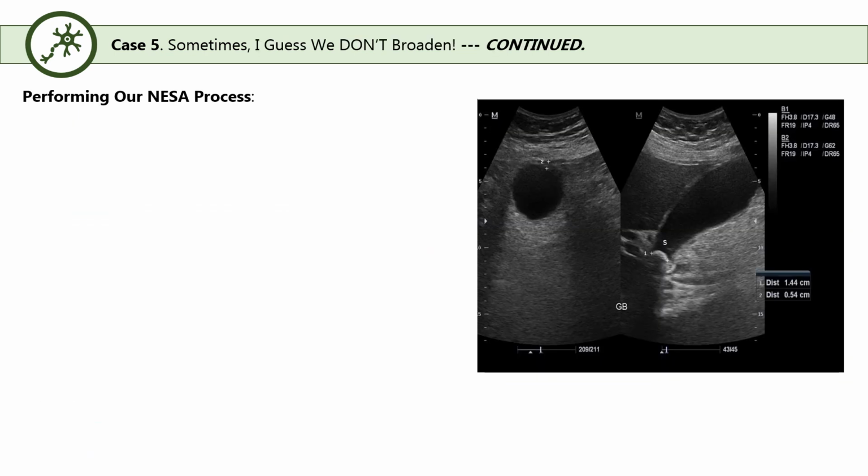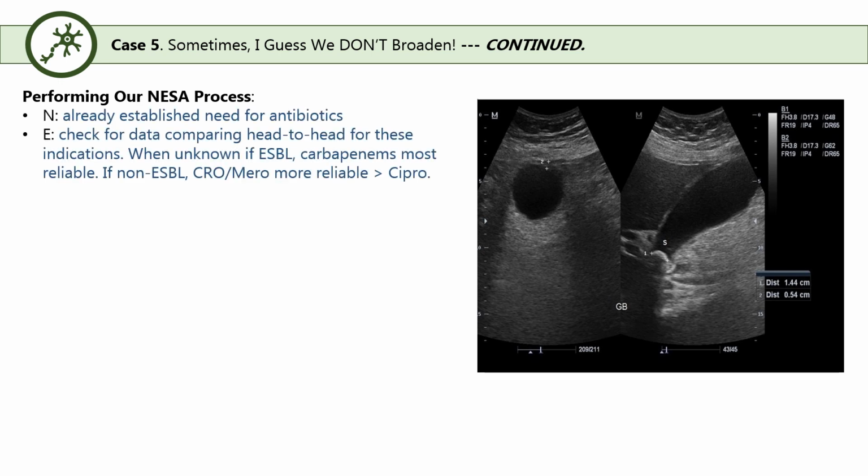Performing our NESA, we've established necessity. We should check for head-to-head data for E. coli bacteremia with these agents. There is some data looking at outcomes for ESBL producing E. coli. However, in this case, we don't strongly suspect ESBL E. coli for the reasons we've stated. Ceftriaxone and meropenem should be considered more reliable than ciprofloxacin in our case from an empiric perspective.